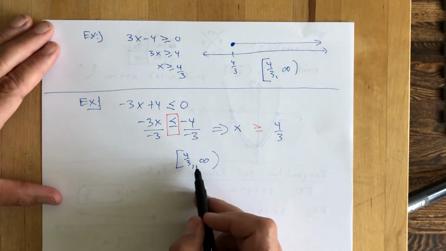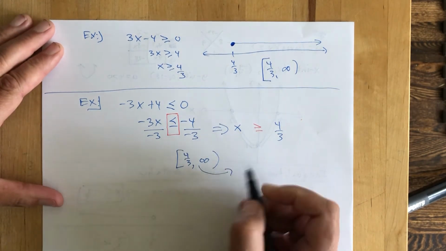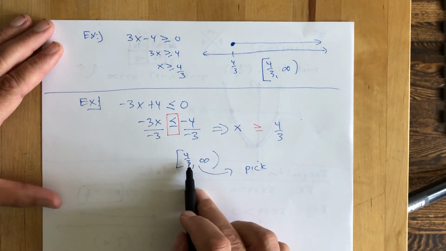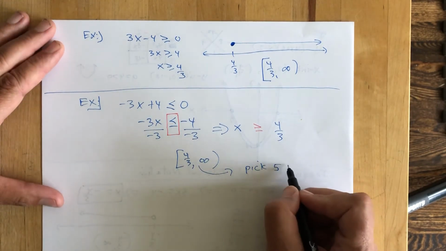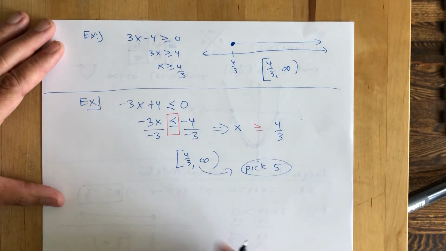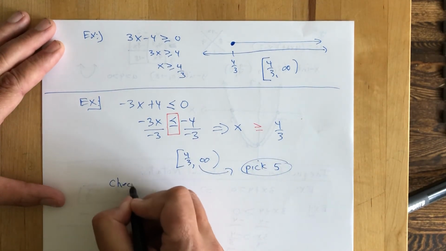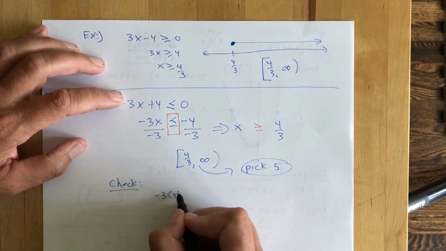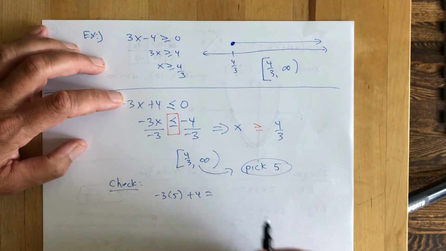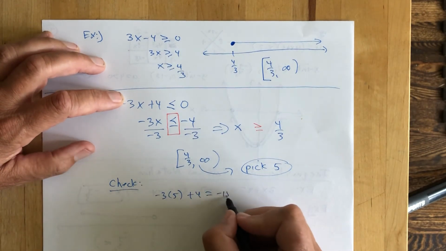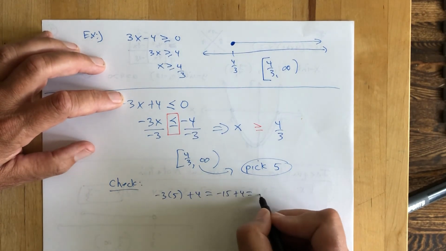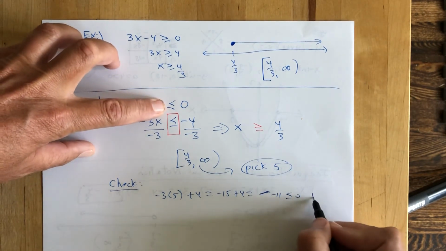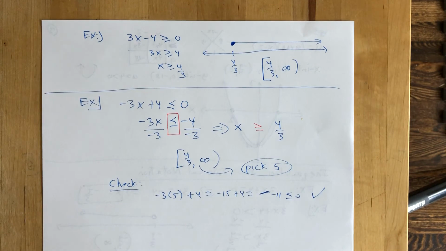And let's check that. Let's pick a number inside here. Something bigger than 4/3, I don't know, I'll just pick 5 because it's much bigger than 4/3. All right, now we're gonna check. So I have minus 3 times 5 plus 4, which is minus 15 plus 4, which is minus 11. Is that less than or equal to 0? Yes. So it checked out.